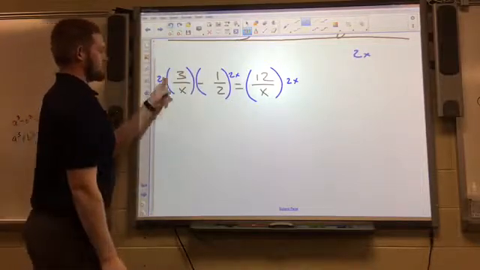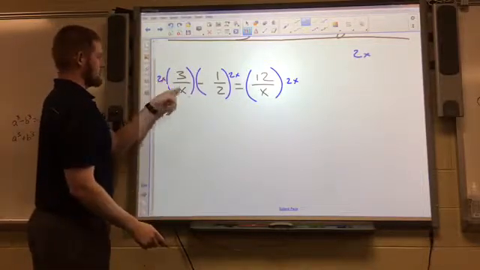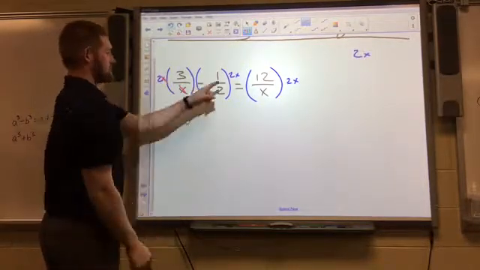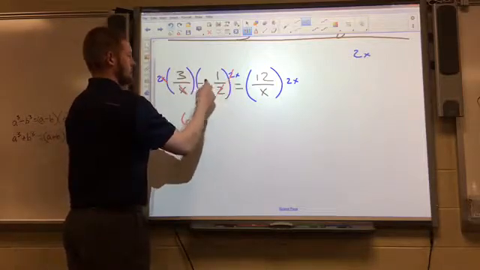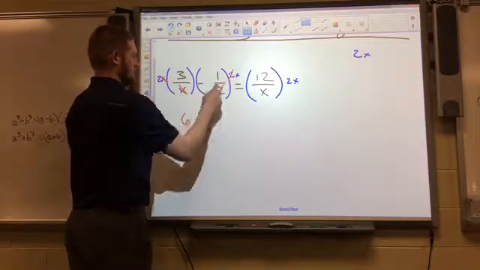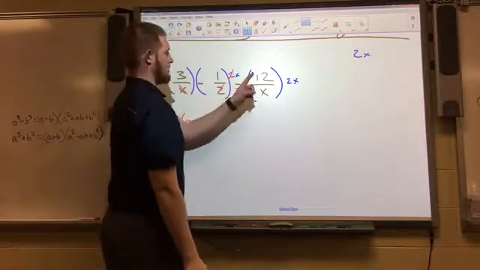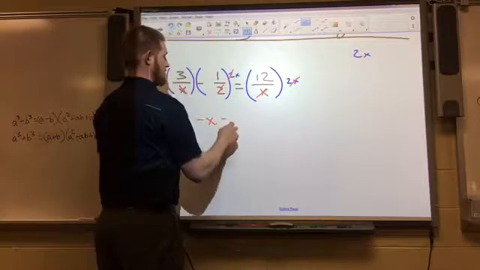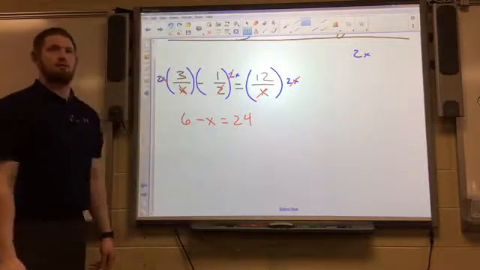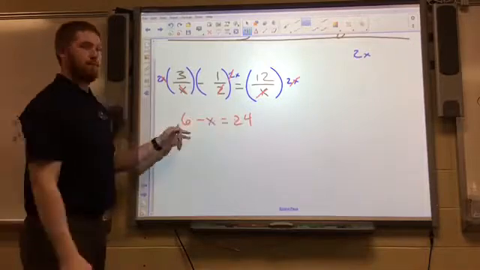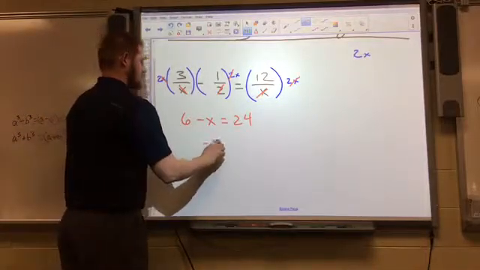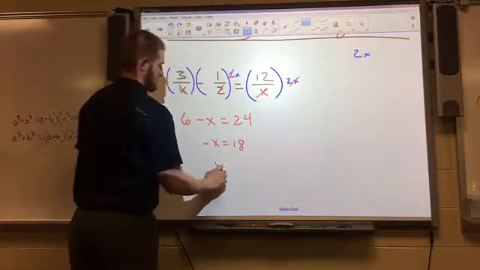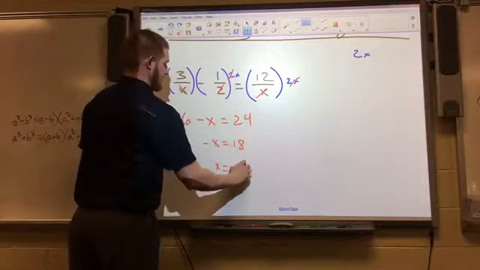So, what cancels out? In this case, the x here. So now here I get, what cancels out here? So I get negative x. Here, so I get, now I have a nice easy equation. So 24 minus 6 is 18, thank you. So x equals negative 18.